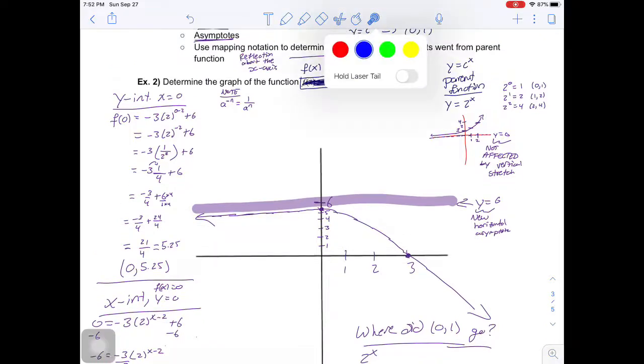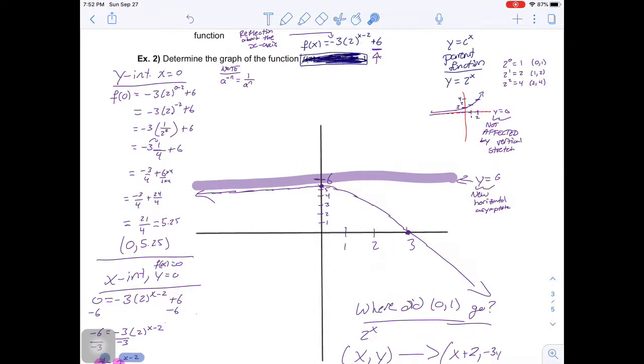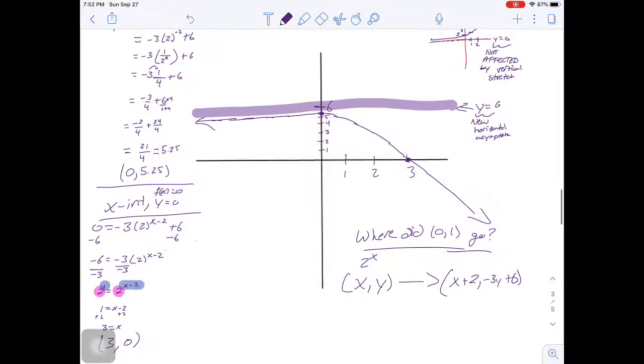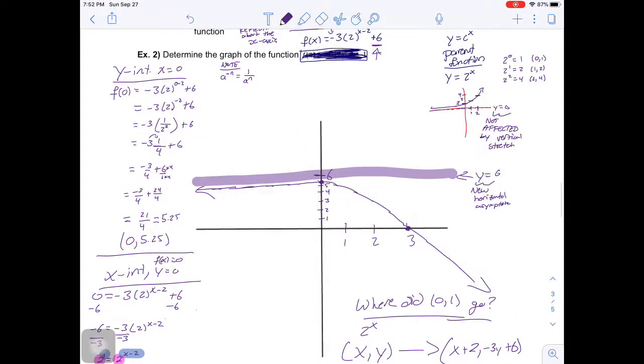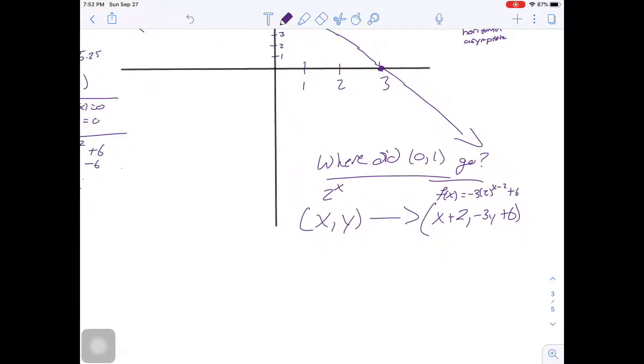And then we also vertically stretched our y coordinates by a factor of 3 and reflected it. So this will be -3 times y, and then we moved 6 units up. So I'm going to add 6. And this is on our new function. Okay, this is on f of x, which in this case was -3 times 2 to the power of x minus 2, plus 6. So here, let's see where that 0 and 1 went.